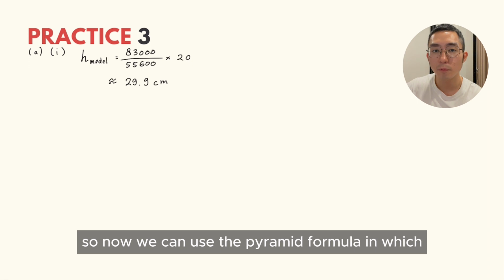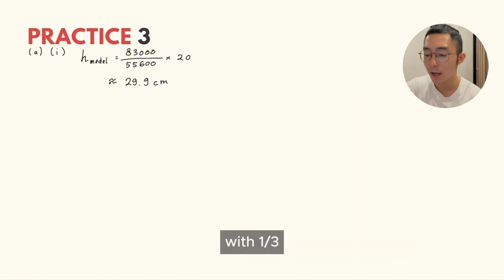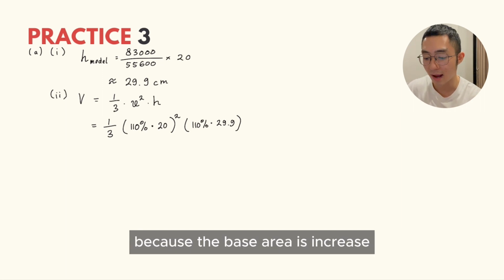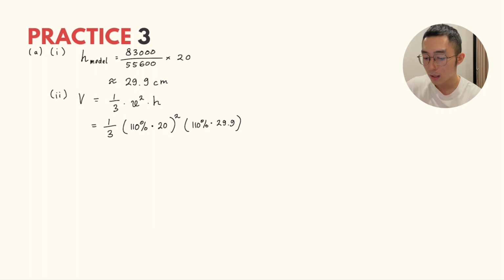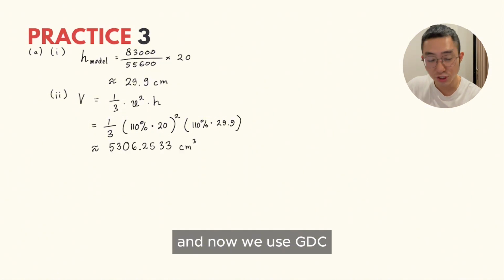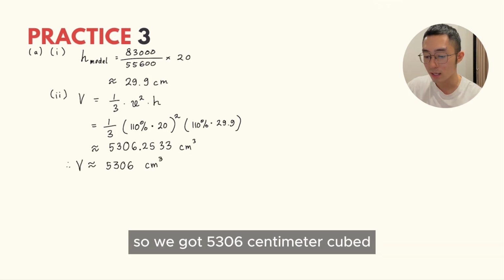So now we can use the pyramid formula, in which the base area is multiplied by the height and multiplied by 1/3. But then we need to multiply by 110% because the base area is increased and so does the height dimension. So we give 110% to each of the measurements. And now we use the GDC and we need to round that to the nearest centimeter. So we got 5306 centimeters cubed.